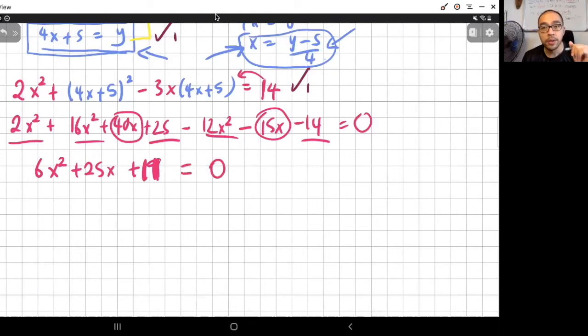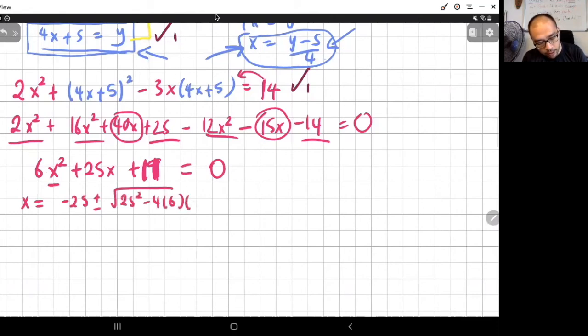At this point, if you have done enough of these questions, you will know that there are only 2 ways to do this: you either factorize or you use the formula. Because the question already says give your answer to 4 decimal places, don't even think about factorizing. Just go straight into the formula. So x equals minus 25 plus minus the square root of 25 squared minus 4 times 6 times 11, over 2 times 6.